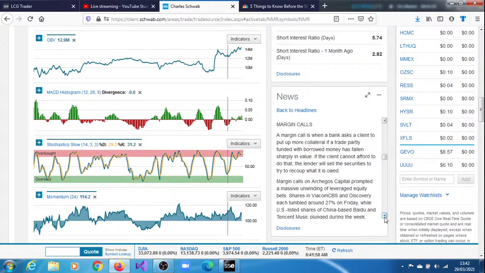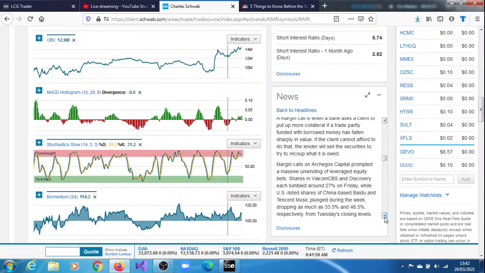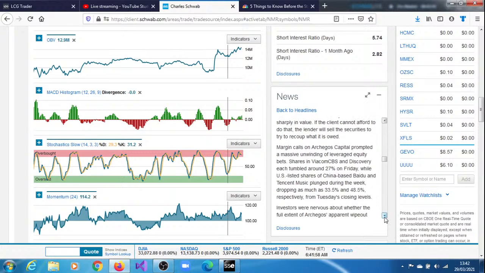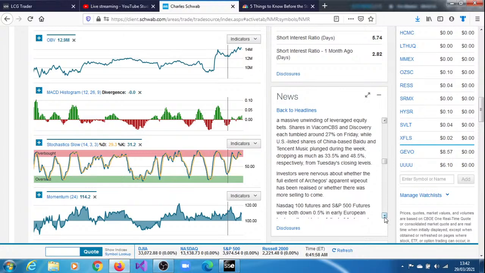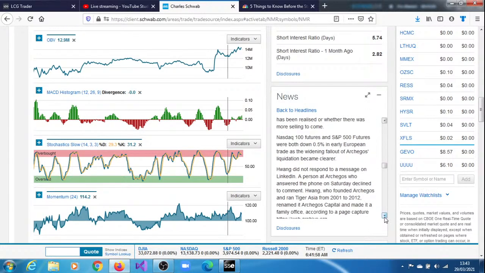Shares in Viacom, CBS, and Discovery each tumbled around 27% on Friday, while US-listed shares of China-based Baidu and Tencent Music, we were looking at Tencent earlier on, plunged during the week, dropping as much as 33.5% and 48.5% respectively from Tuesday's closing levels. Investors were nervous about whether the full extent of Archegos' apparent wipeout has been realized or whether there was more selling to come. Nasdaq 100 futures and S&P 500 futures were down 0.5%.